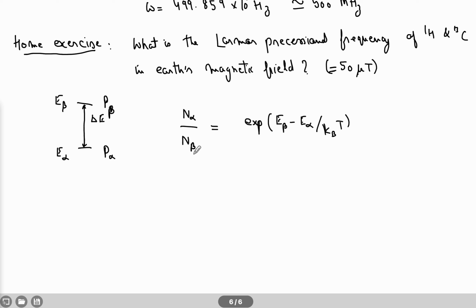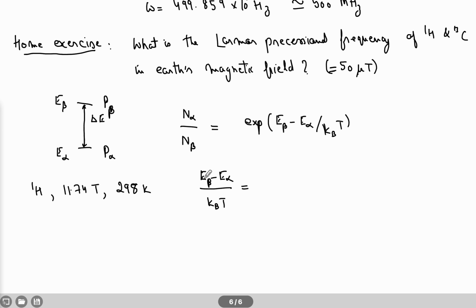So all you want to do, if you want to calculate the ratio of the two populations in alpha and beta states, is take the difference in the energy, divide it by kBT and take the exponential. Okay, so let us calculate this value for a proton at 11.74 Tesla magnetic field at room temperature, so that is 298 Kelvin. Okay, so let us do this simple calculation. Let us first calculate E beta minus E alpha divided by kBT.